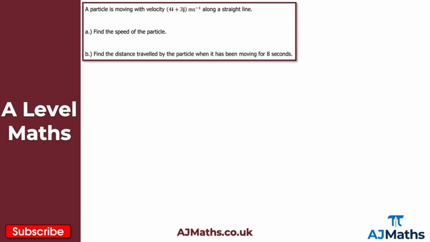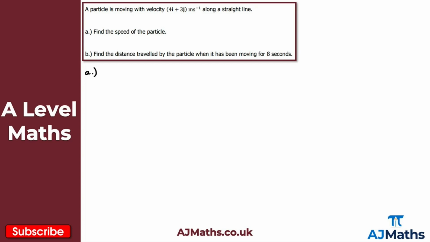Taking a look now at question 4. We've got a particle that's moving with velocity of 4i plus 3j meters per second along a straight line. We've got 2 parts here, so let's begin with part A. For part A, we have to find the speed of the particle. This question might seem a little bit odd because it involves some very basic mechanics. The 2D vectors we're looking at are for the pure part of the course, but it is something that you are expected to be able to work with. So even though it's pure, you might get a little bit of mechanics in this. But like I said, it's very basic, nothing too challenging.